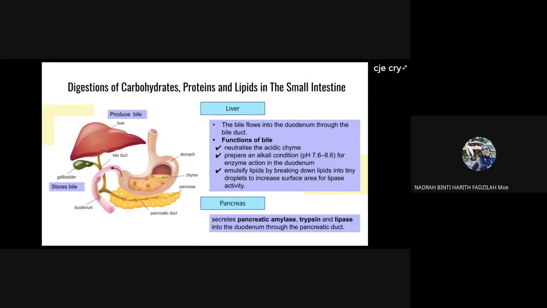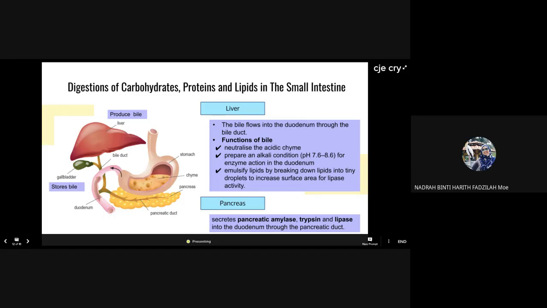Okay, kemudian pancreas juga menghasilkan substances to be sent to the duodenum. The substances are pancreatic amylase, trypsin and lipase. So the duodenum is the place for the reactions to occur, but the duodenum itself does not produce bile, does not produce amylase, trypsin and lipase. Itu adalah kerja pancreas dengan liver.